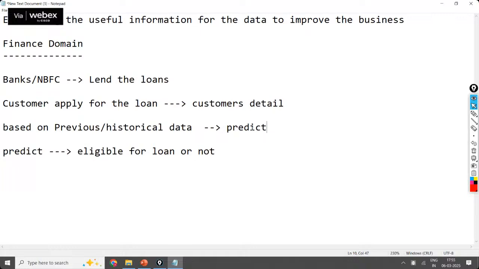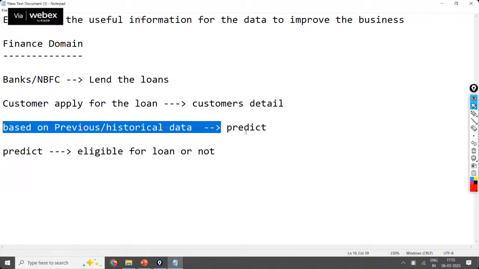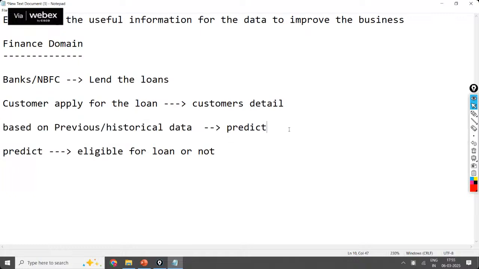So in order to reduce the loss for the banks, what we have to do is make correct predictions. For correct prediction, we are going to extract the useful information from the past data, and based on that, we are going to develop the business. How? In the past, which type of customers has not repaid the loan, and which type of customers has repaid the loan.